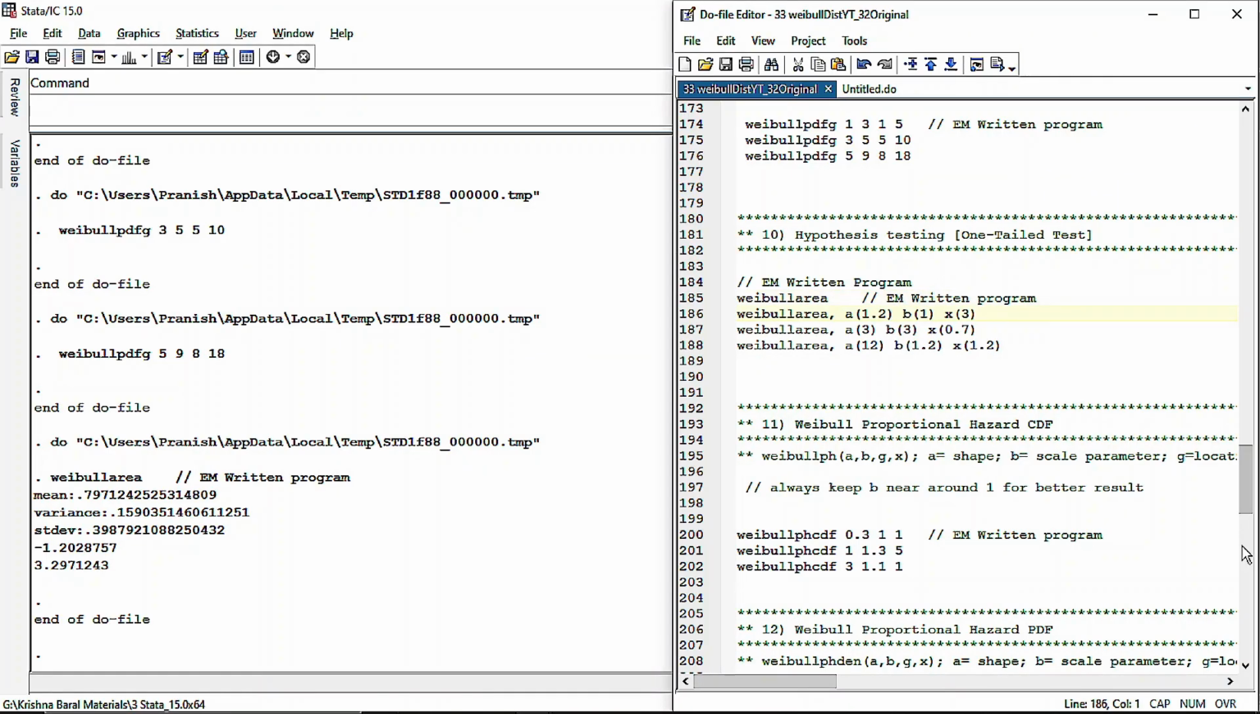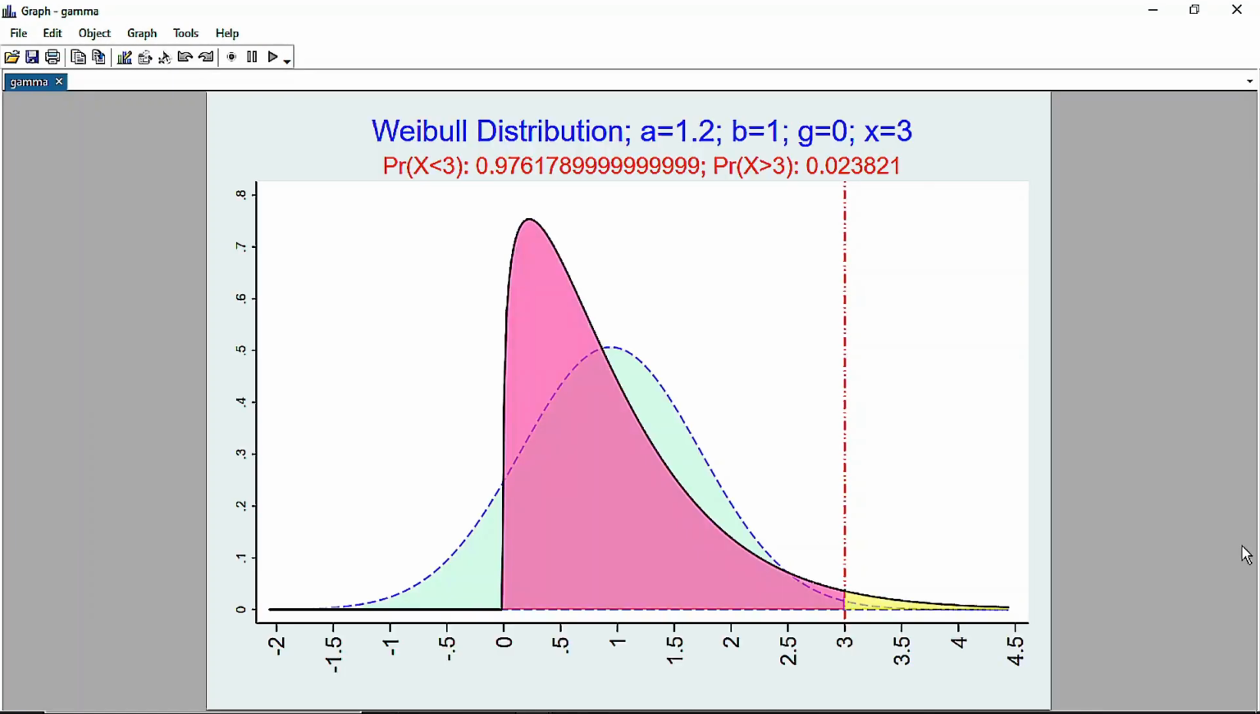Now, if a process follows a Weibull distribution with a shape parameter 1.2 and scale parameter 1, and we want to test the hypothesis whether x is equal to 3, one tail test. So the null hypothesis, x is equal to 3, and our alternative hypothesis, x is less than 3 or x is greater than 3. Again, for the left tail test, the p-value is 98%, which is greater than our significance level of either 5% or 1%. In this case, we fail to reject the null and we conclude that the value of x is equal to 3.